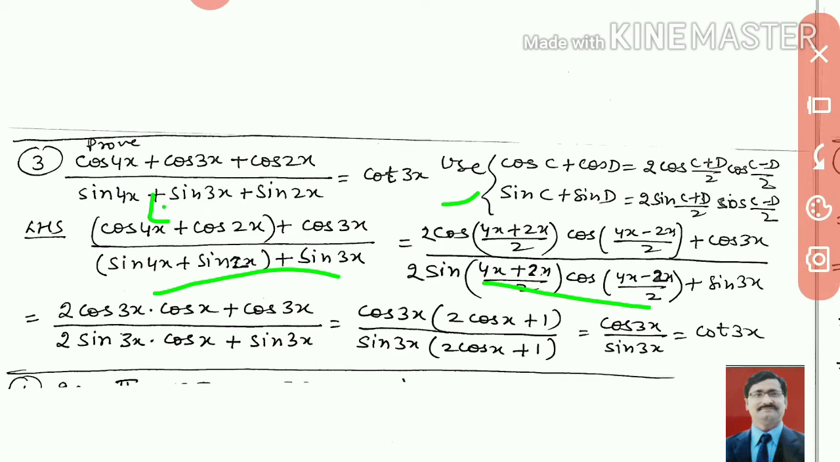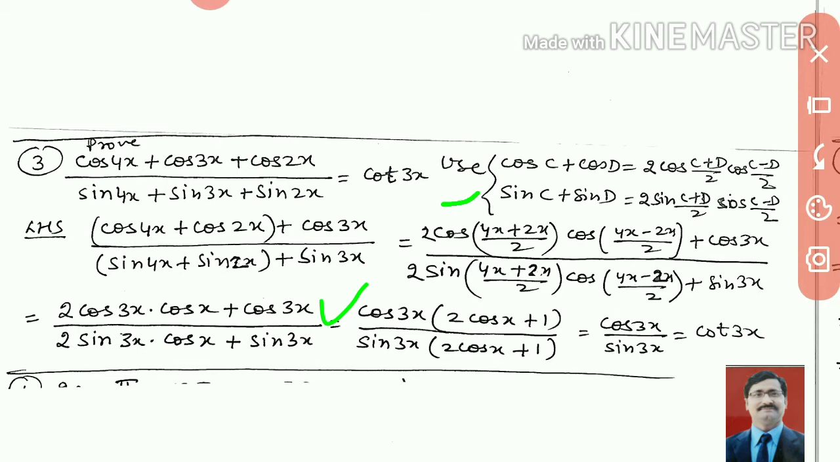So look here, you will use this formula, and we get, this is c, 4x is c and 2x is d. In the numerator we have c as 4x and d as 2x. So we get 2 cos (4x plus 2x) upon 2 cos (4x minus 2x) upon 2 plus cos 3x as it is. Now 2 sin (4x plus 2x) upon 2 cos (4x minus 2x) upon 2 plus sin 3x you get. Now 4x plus 2x is 6x, 6x upon 2 is 3x, and 4x minus 2x is 2x, 2x upon 2 we will get x. So you will solve, you will get 2 cos 3x into cos x plus cos 3x upon 2 sin 3x into cos x plus sin 3x.